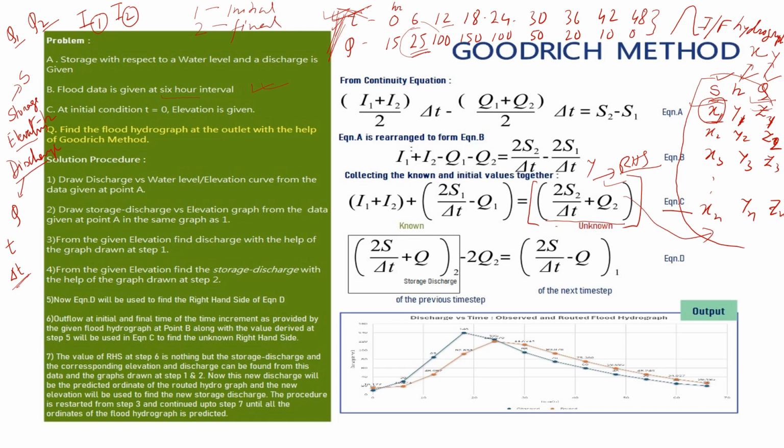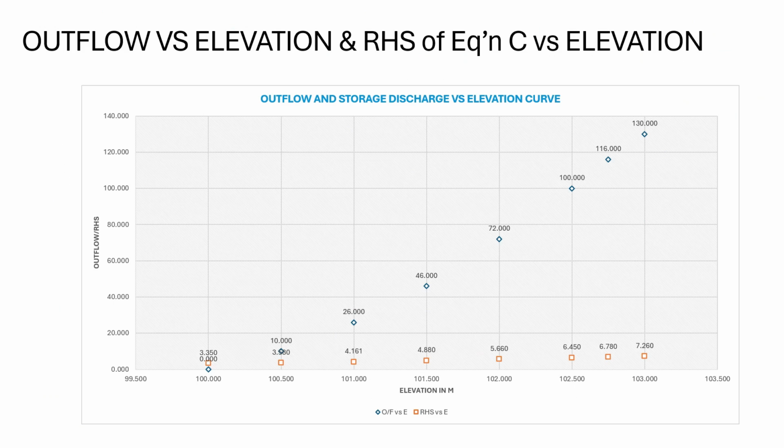storage, elevation and outflow data given in the point A, right? So this point A will give you this first two graphs. One is outflow versus elevation, and second is this RHS of equation C versus elevation. As the elevation is the common axis here, you can draw that graph in the same graph. So let me see whether I can show it. Yeah, this is that.